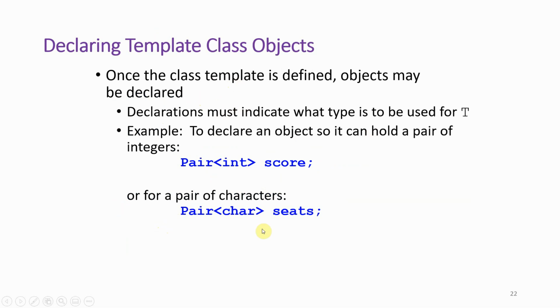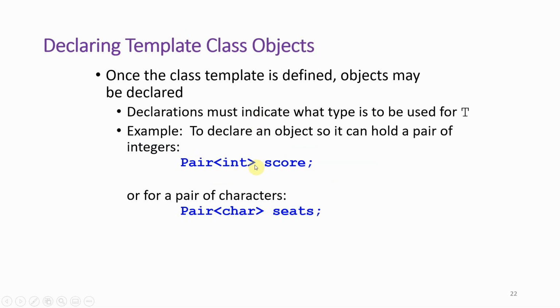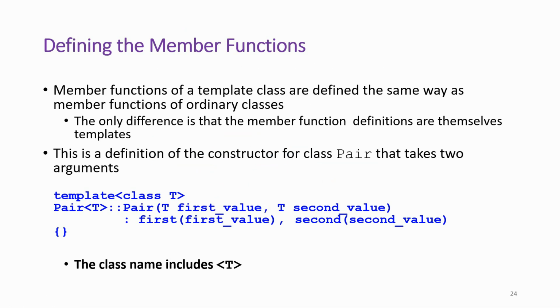This shows how when you instantiate objects of that class, you have to specify the type parameter, what the type name is. After that, you just use those objects the same as before. Now this is basically an object of class pair where T is integer, and you can use it as we did before.